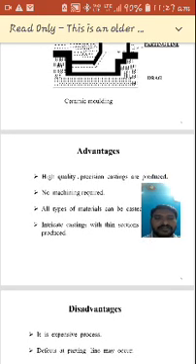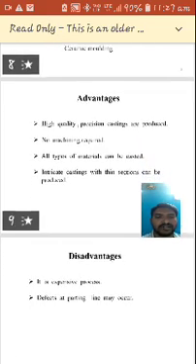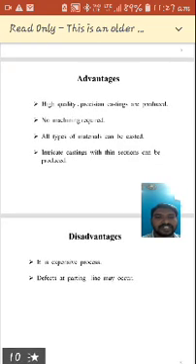Here we have a few advantages. What are the general advantages we have? High quality and precision casting can be produced. No machining is required. All types of materials can be casted. Intricate casting with thin sections can be produced. So these are the few advantages.